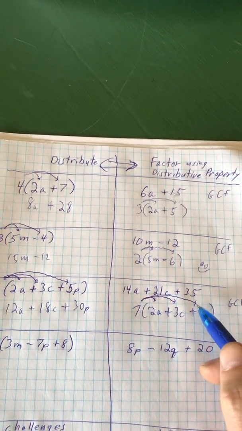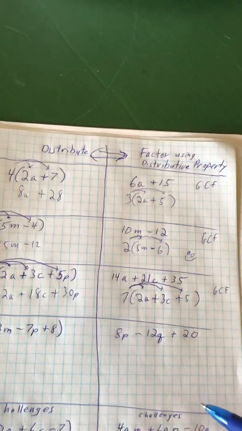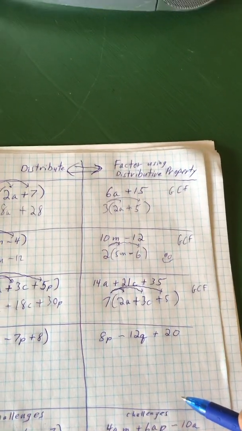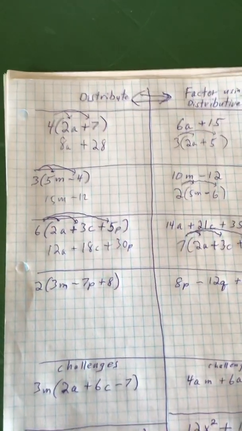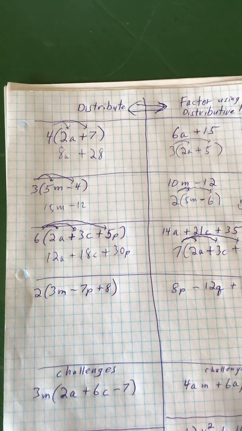7 times 5 is 35. If they're both positive, the answer is positive. The last one. So I hope you're doing great with this, right? So next one, to try distributing here, go ahead and copy it down and distribute.